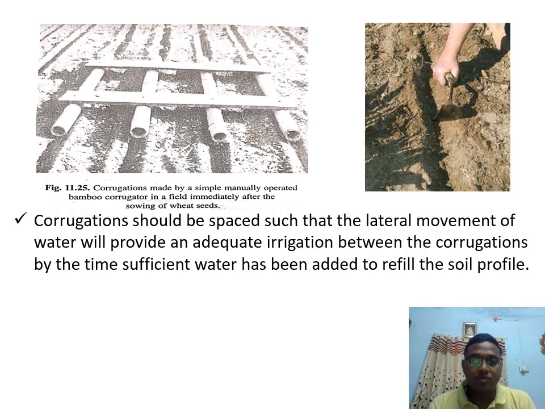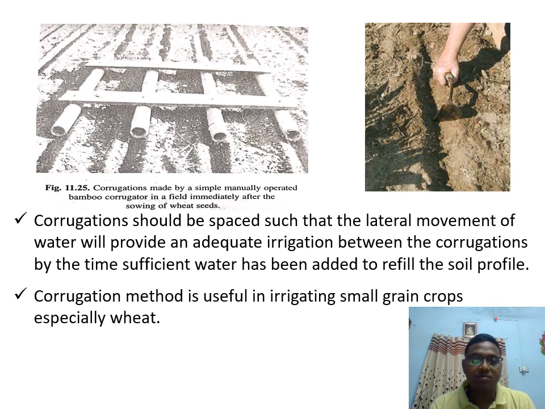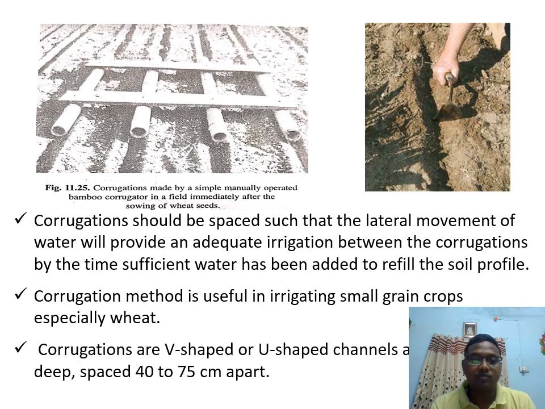So corrugation should be spaced such that the lateral movement of water will provide adequate irrigation between these corrugations by the time sufficient water has been added to refill the soil profile. The corrugation method is useful in irrigating small grain crops, especially wheat.